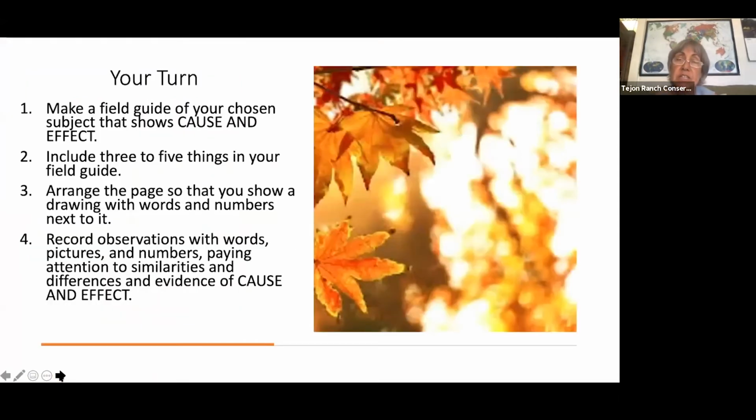It's your turn to start your field guide. Here's what you're going to do. You're making a field guide of cause and effect. You're including 3 to 5 things in that field guide that show cause and effect. Arrange your page that shows the drawing with numbers and words, and record your observations with words, ABC, numbers, 1, 2, 3, and a picture. Pay attention to the similarities and differences in what you're studying. That too is going to be a reflection question. And evidence of cause and effect is another thing that will be a reflection question.